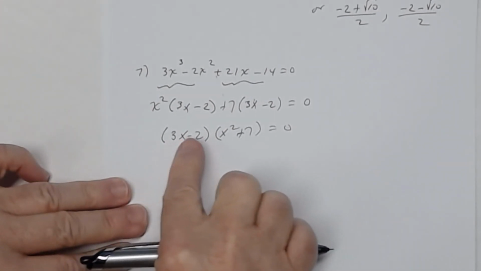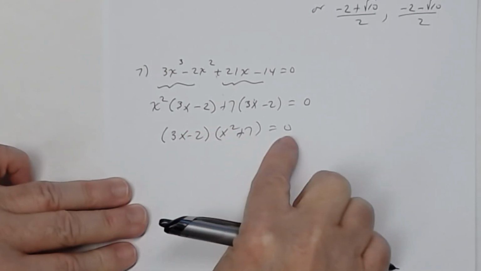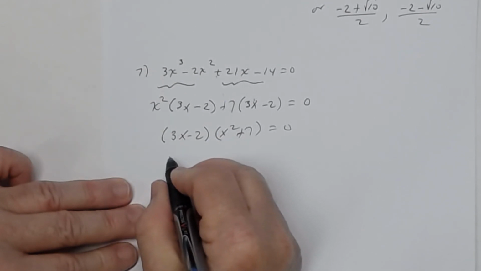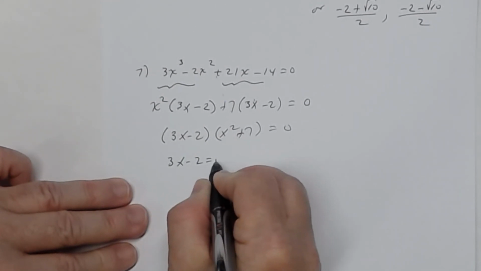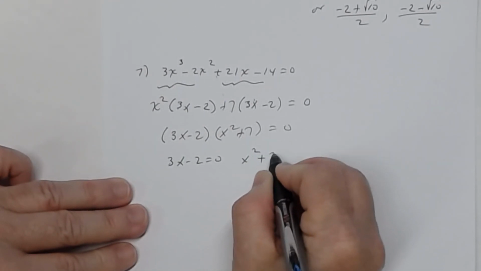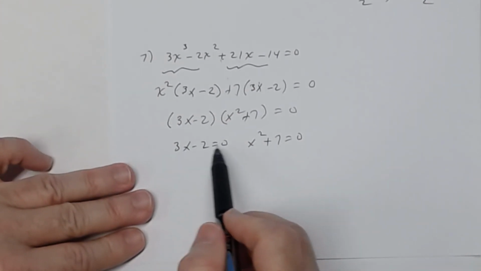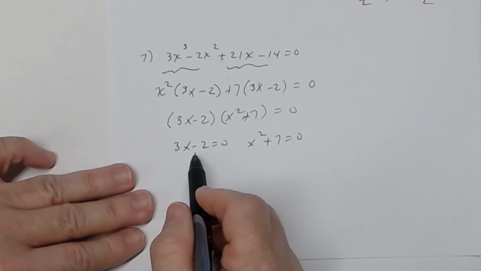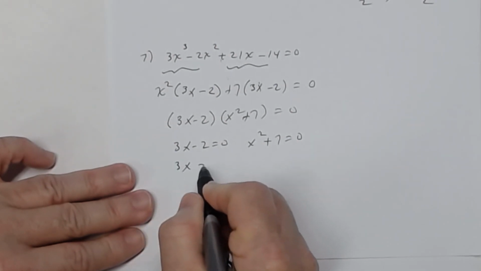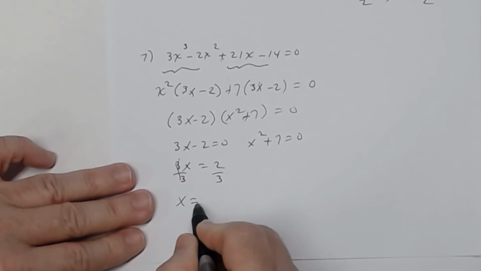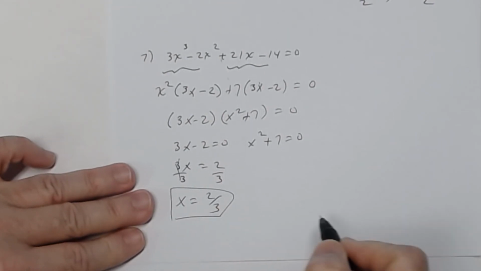Then, just like the previous problem, you have 2 factors whose product is 0. So according to the zero factor property, one of those has to be 0. So either 3x minus 2 equals 0 or x squared plus 7 equals 0. And then notice I have a linear equation and a quadratic. This linear equation is easy. That's going to be 3x equal 2. And then divide both sides by 3. I get one of my solutions to be 2/3.